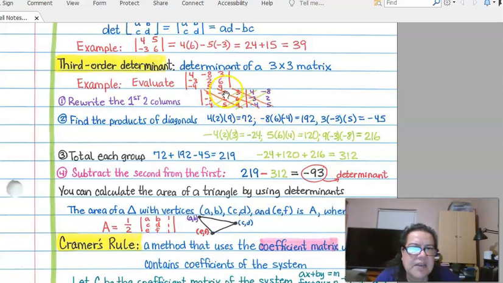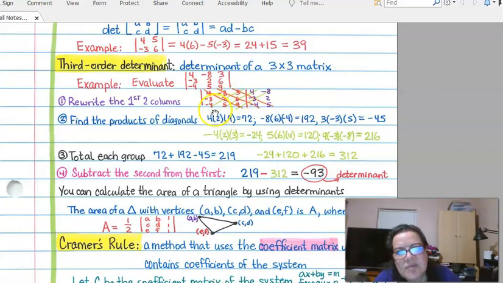Now you can do the diagonals going this way and then coming back this way. So I marked them off. So now just find the products. Let's start with the first diagonal. You do 4 times 2 times 9. There it is, that's 72. Then you take the next one, negative 8 times 6 times negative 4, and then the third one in red: 3 times negative 3 times 5, right there.